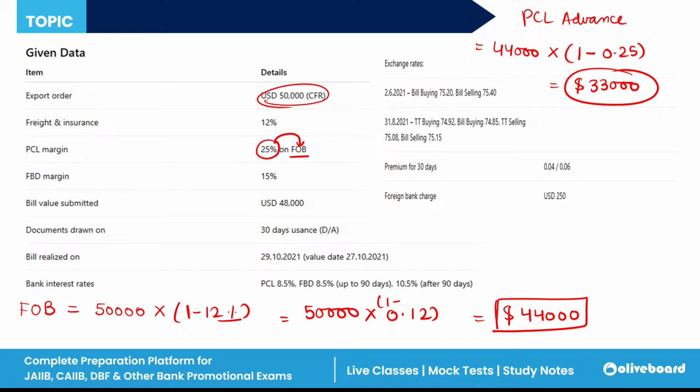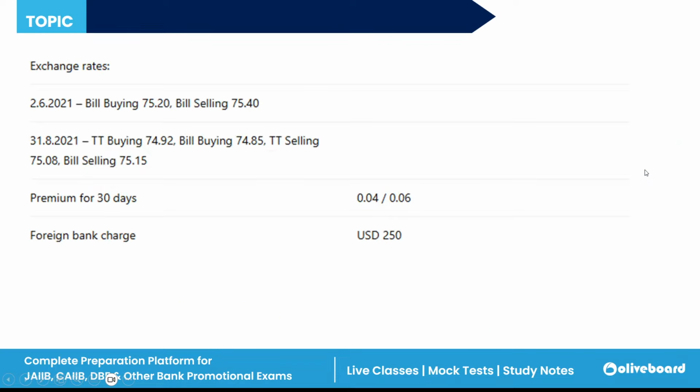Now we have to convert this into INR. What is the INR rate here? You can see the buying rate is 75.20. So 33,000 multiplied by 75.20 equals rupees 481,600. This is the amount that bank allows as PCL.